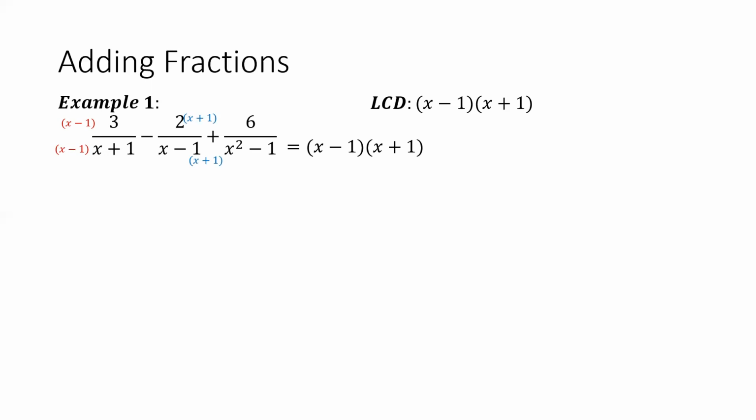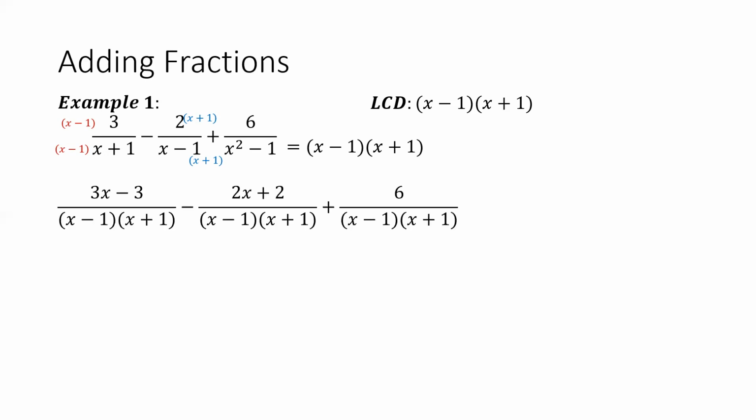And then my last fraction is actually not missing anything, so I'm not going to multiply the numerator and denominator by anything. Once I multiply those things out, I get 3x minus 3, and now my first denominator matches my LCD. I get 2x plus 2, and now my denominator matches my LCD. And in my last fraction, I'm going to leave it in factored form.